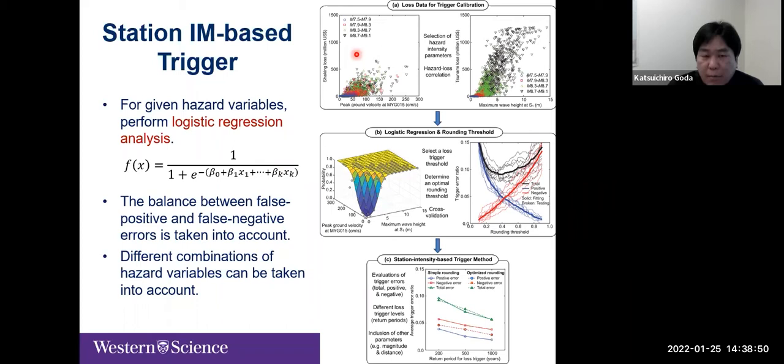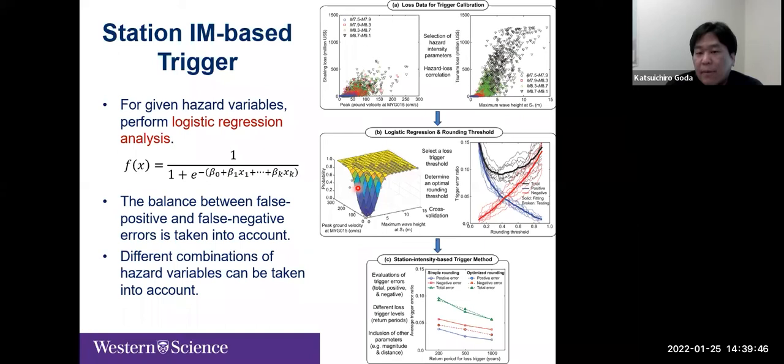One variable is taken as the peak ground velocity at one of the KiK-net stations in Iwanuma, and the other is the offshore wave station off Iwanuma. So I show the scatter plot of the loss versus PGV, and the loss versus wave height. By fitting this data using logistic regression, we can obtain this kind of three-dimensional surface. And then we can select the threshold such that it minimizes the total error, while also making sure that the balance between the positive and negative errors is guaranteed. So we can do a little fine tuning of the optimization.